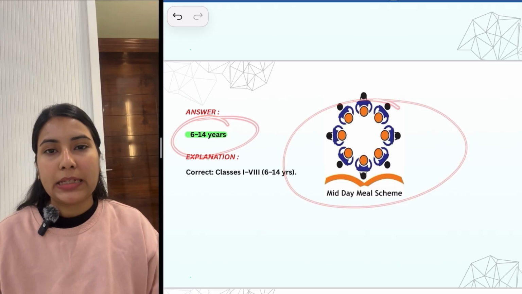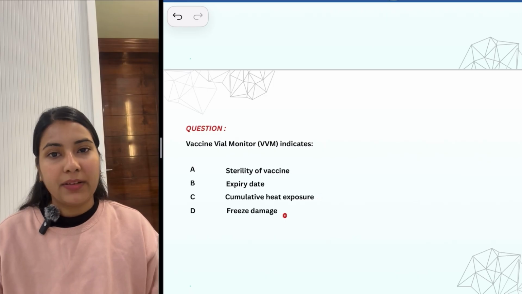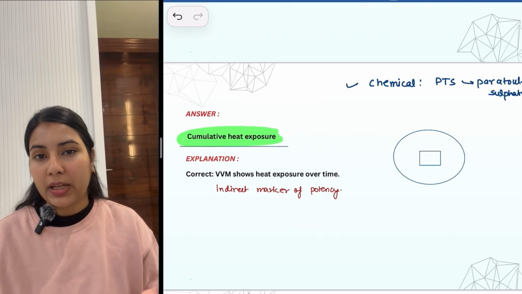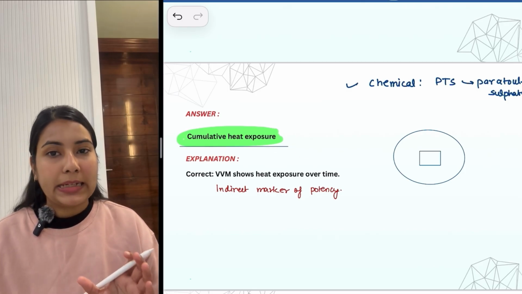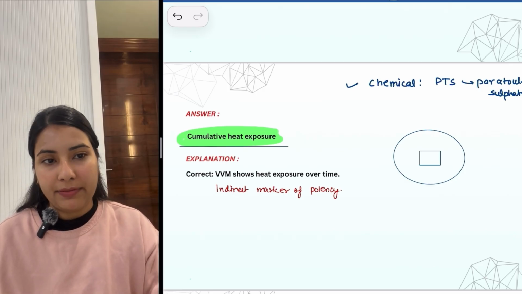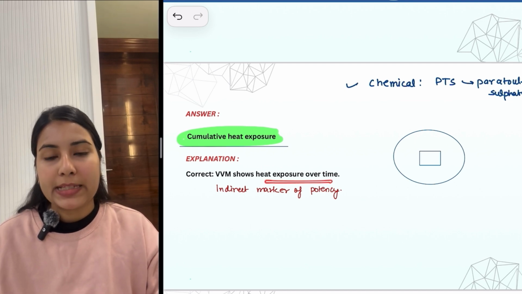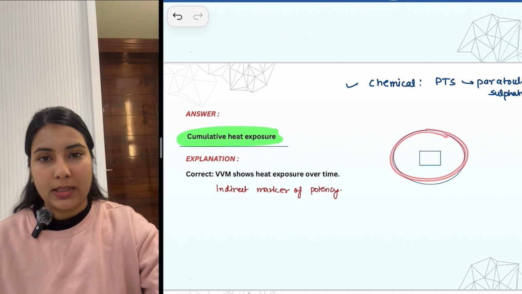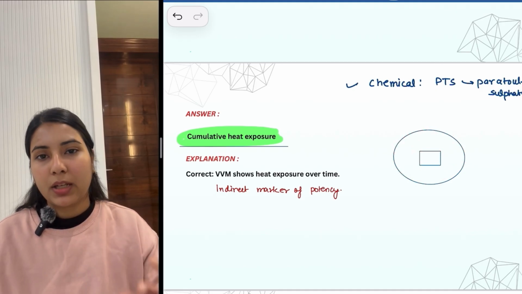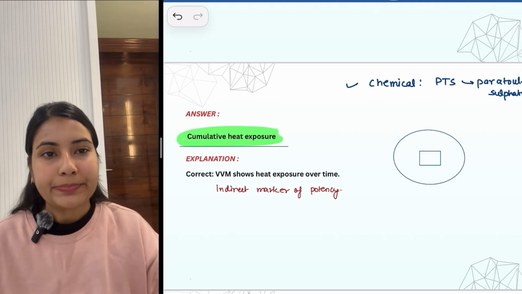The vaccine vial monitor, it indicates, your options are sterility of vaccine, expiry date, cumulative heat exposure and freeze damage. So the VVM is used for cumulative heat damage, like it is used for heat sensitive vaccines. So it indicates your cumulative heat damage. The chemical used here is PTS, para-toluene sulfate, and VVM shows heat exposure over time, and it is an indirect marker of potency. You have a round circle and inside you have a rectangle. So when the colors become same or it becomes darker, you have to discard the vaccine, right? So it shows cumulative heat exposure, right?